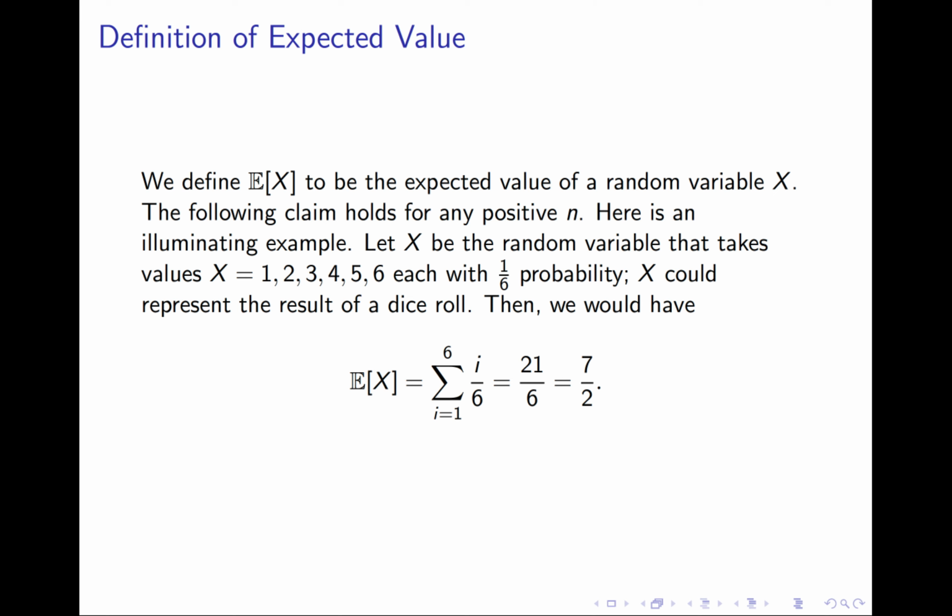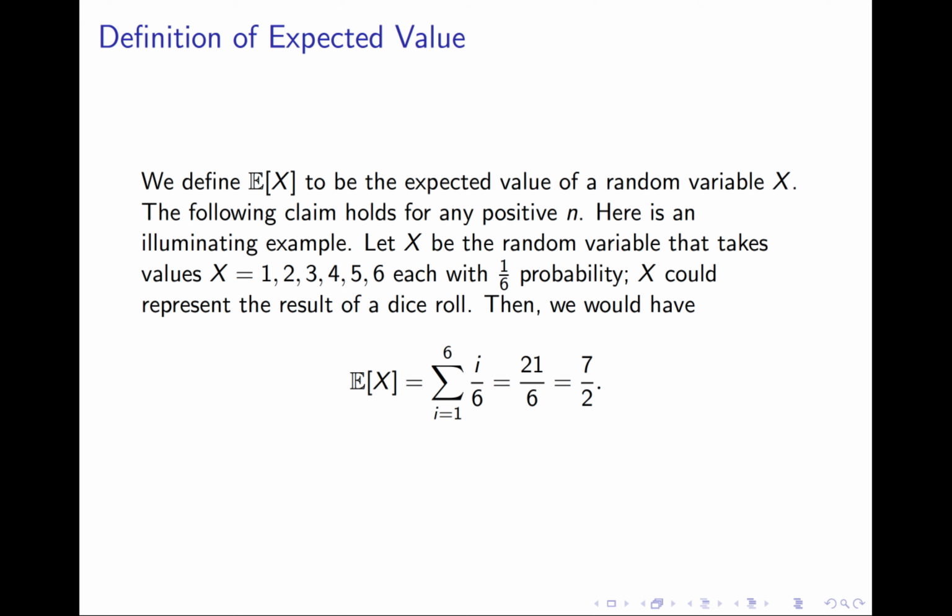So, what is expected value? Well, first of all, a random variable is something that takes on a particular value with given probabilities. So, for example, if you were to roll a dice, your possible outcomes are 1, 2, 3, 4, 5, and 6. And each of those outcomes occur with a probability of 1/6.